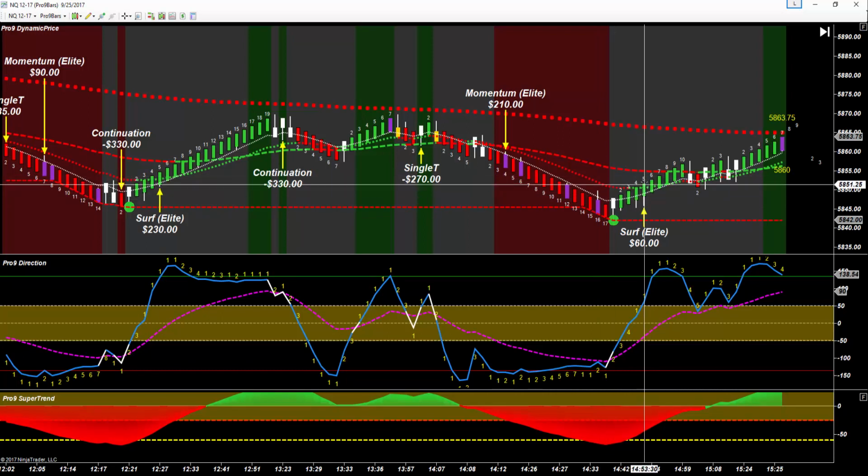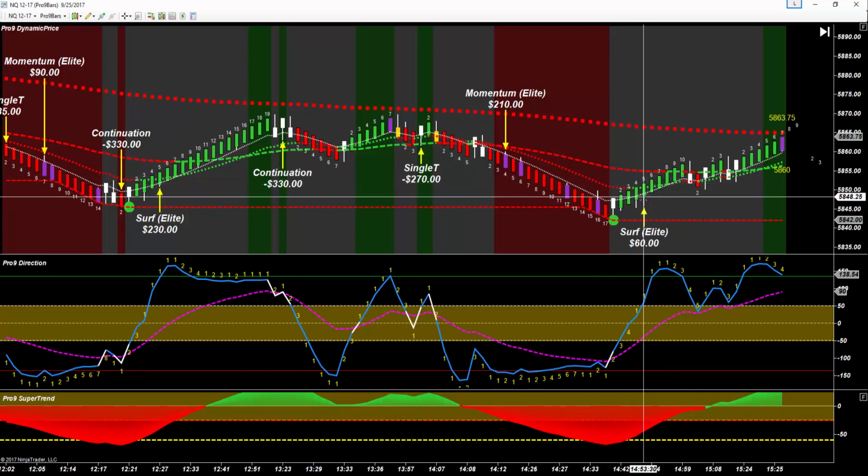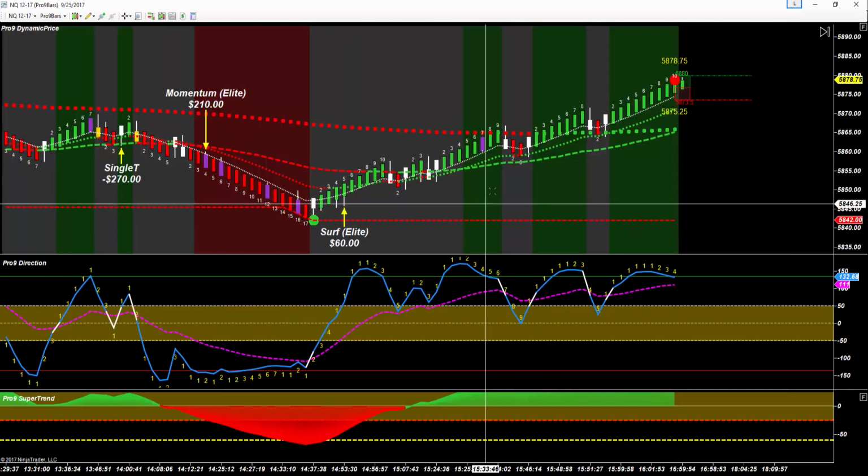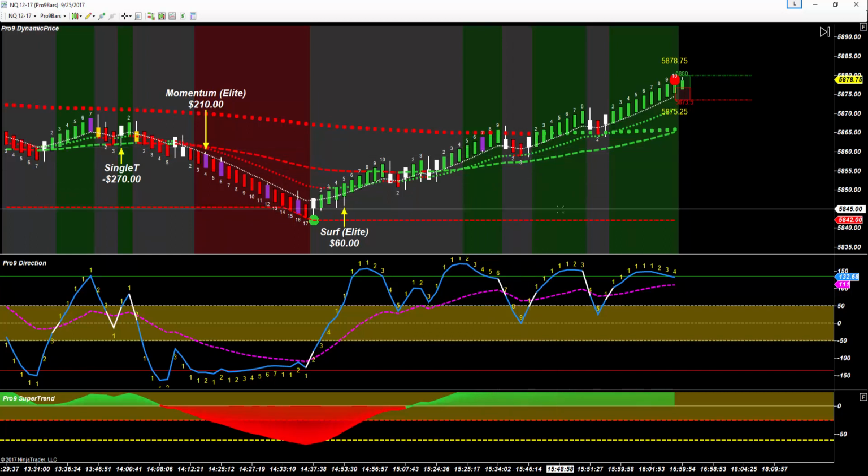Then we have a surf long. This one just hits profit target with the runner getting stopped out at break even. And this momentum is heading right into the 200, followed by this single T as well, so we will not take either of those trades. And that is all of our qualified trades for the day.